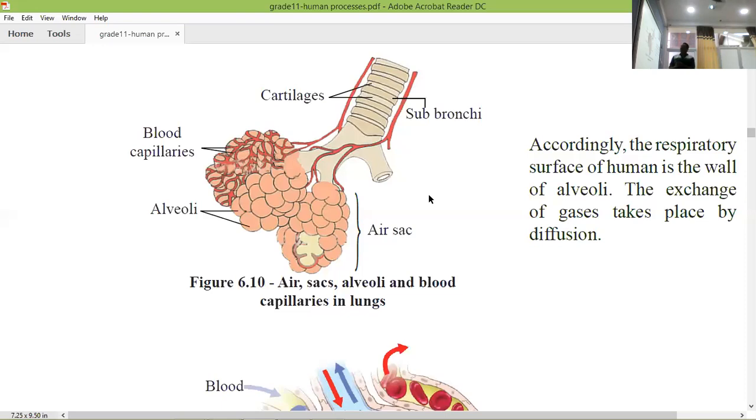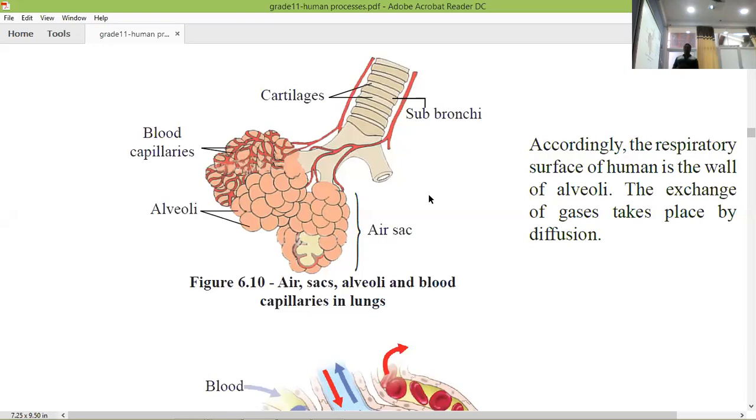Those are clusters of air sacs, which are covered by red color blood capillaries. Around the air sacs, a dense network of blood capillaries could be seen. Okay, and you can see the cartilages too in this diagram.